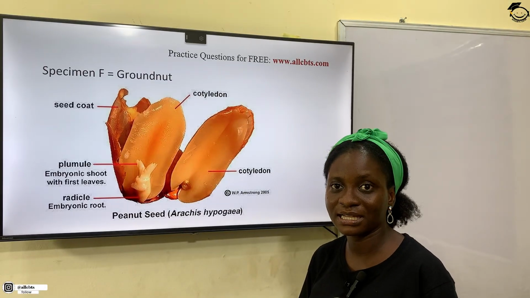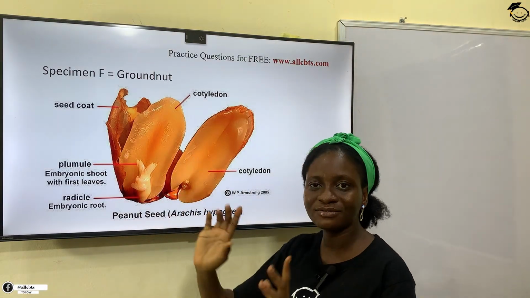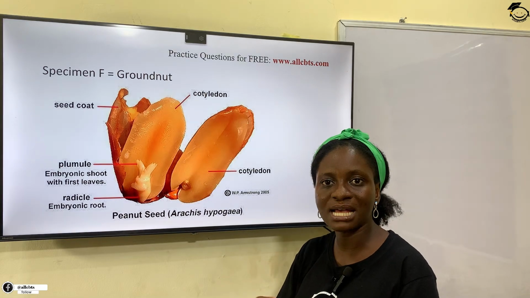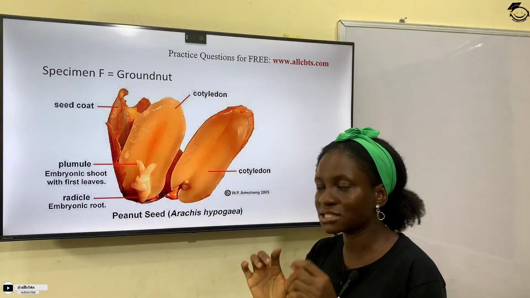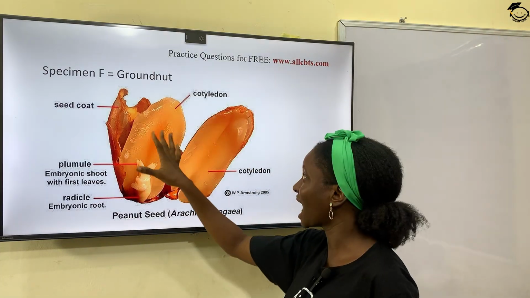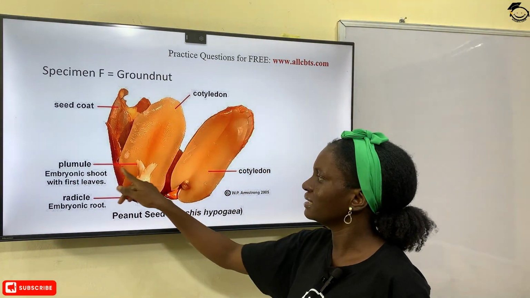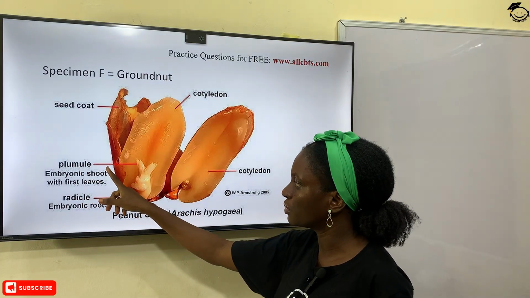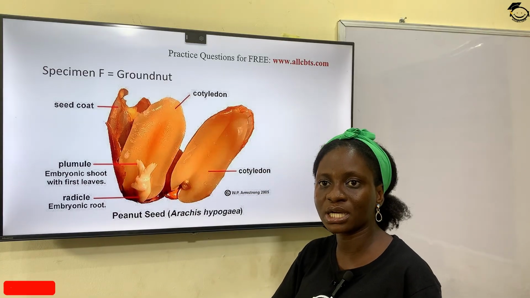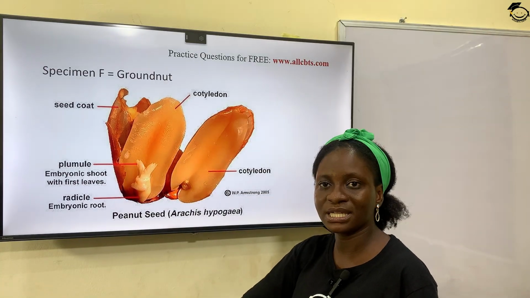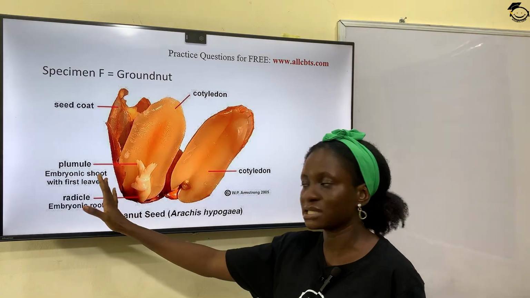Specimen F, groundnut. To label the different parts of groundnut, we have the seed coat, the outer part that protects the inner seed, like the peel, that's the seed coat. Then inside, we have the cotyledon. Then we have plumule. Plumule is the first leaf, like embryonic shoots. What germinates, what comes out first that turns into leaves and stem is known as the plumule.